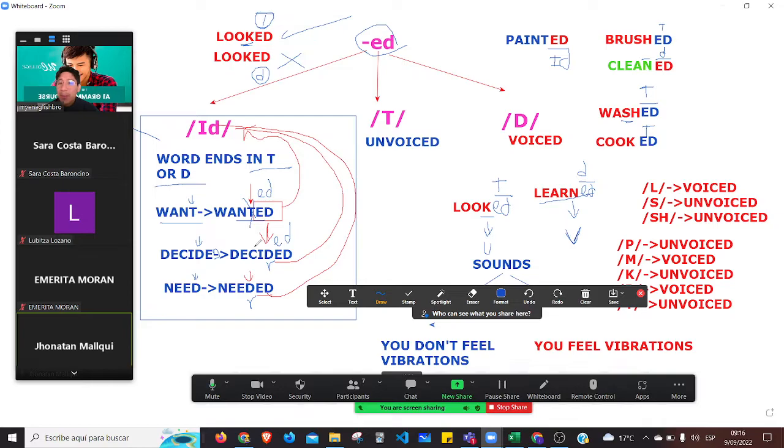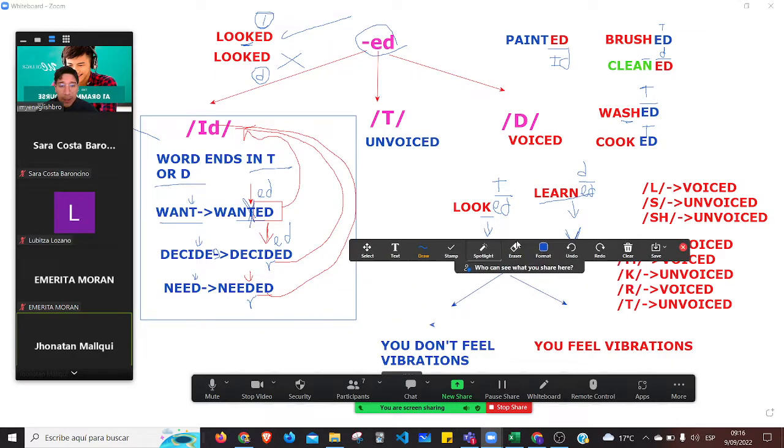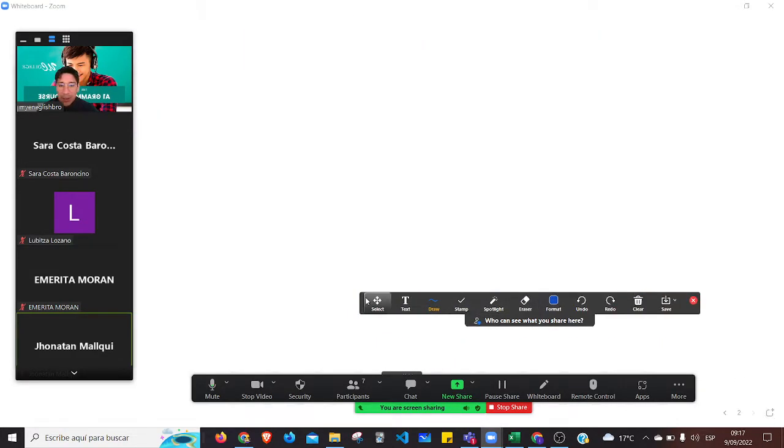Pero luego podemos aplicar las reglas de pronunciación aprendidas anteriormente. NT, sonido de vocal, se elimina la T. Wanted, wanted. Decide, D entre dos sonidos de vocales, decided. Need, esta D entre dos sonidos de vocales, needed, needed. Okay? So, did you understand this part? ¿Se entendió ahora sí? Sure? Yes, teacher. Okay. So now let's practice just one with sentence here. Look at this part.